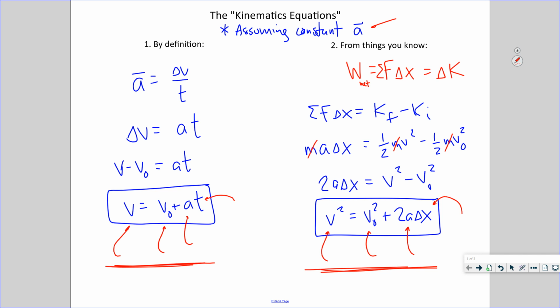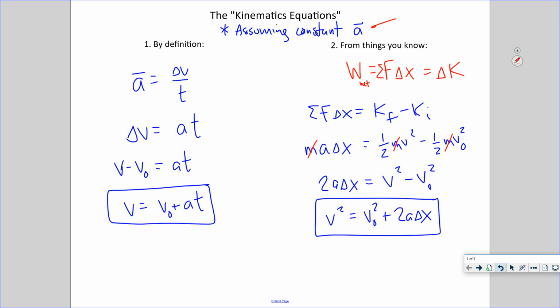And why have two different ones? Well, in different scenarios, you might not know for how long something accelerated, but you might know over what change in position the acceleration happened, or vice versa. Okay, so there are two kinematics equations.